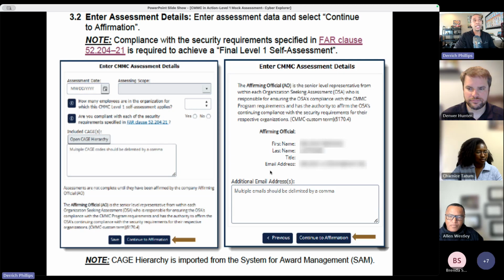And you see here it's asking about that affirming official, that senior level representative, and their contact information. Not Bob or Sally from IT, but that senior level official who actually controls budget and investment in CMMC compliance. So I think that's wonderful.